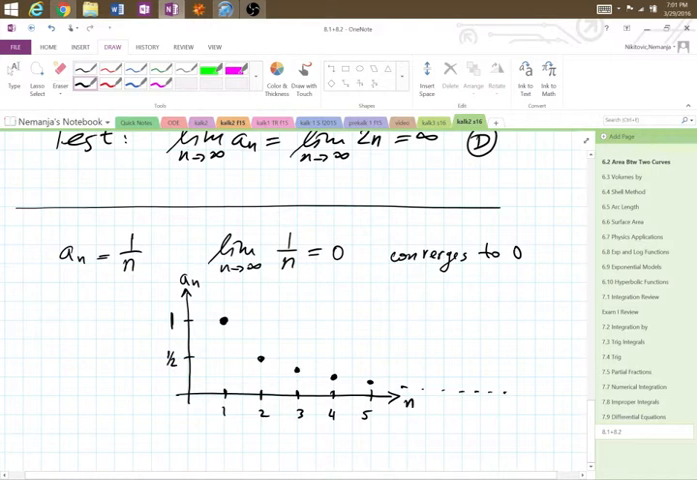So we saw now that 2n diverges, and we saw that 1 over n converges. As long as you know how to take the limit, you have no issues in figuring out whether the sequence converges or diverges. And that is the only test that you have for sequences. So we can quickly find what is happening with every sequence.